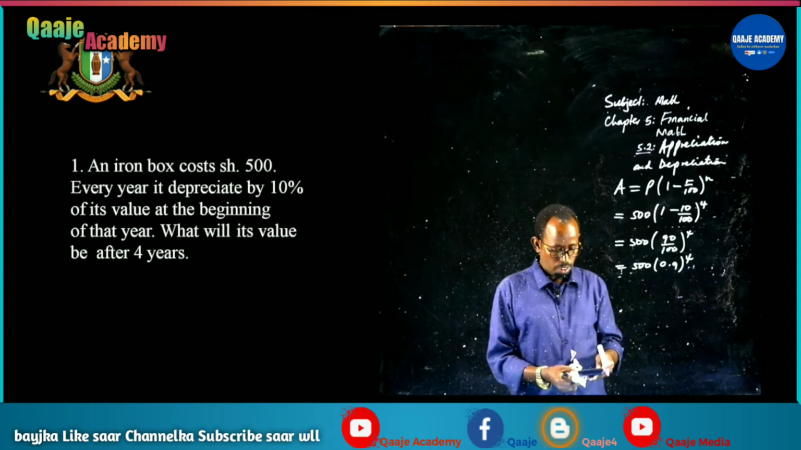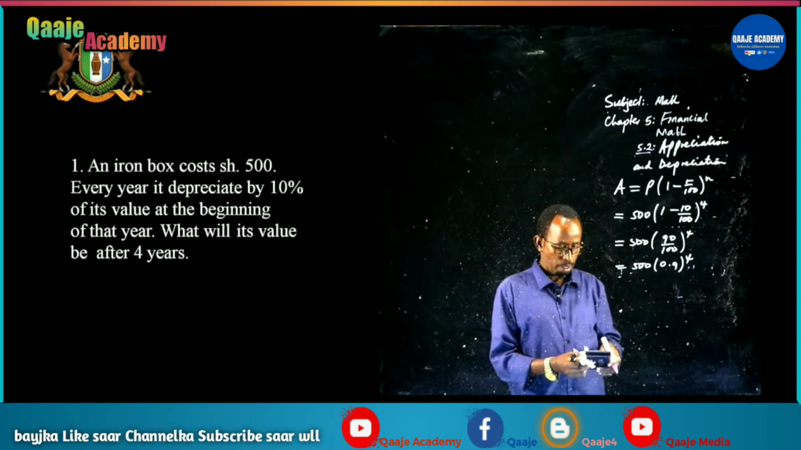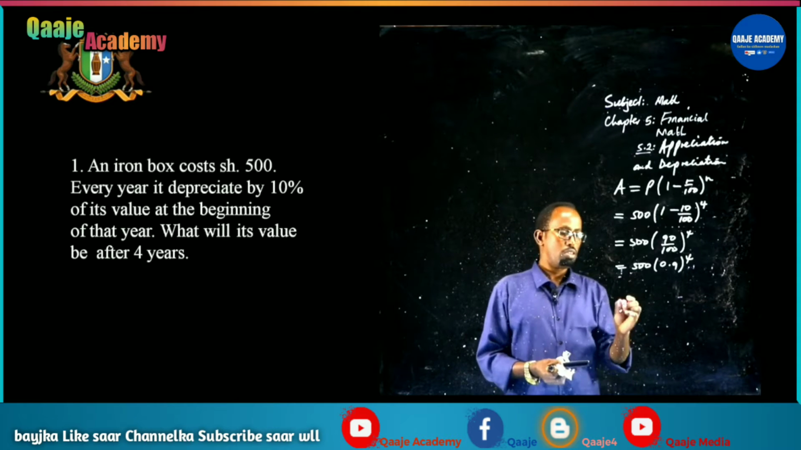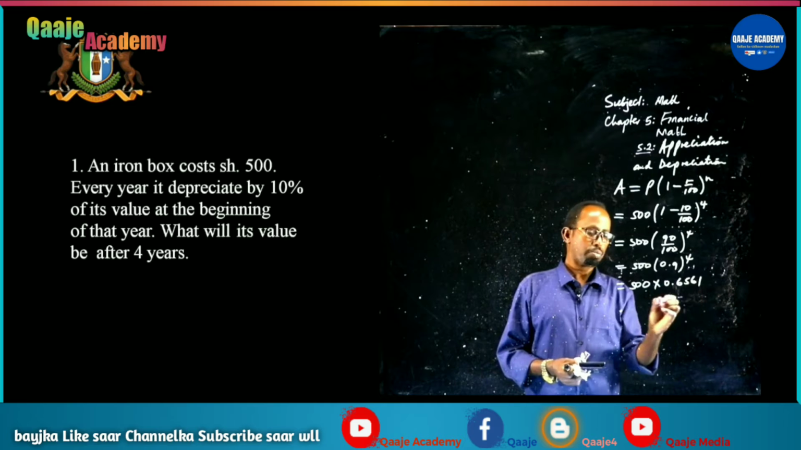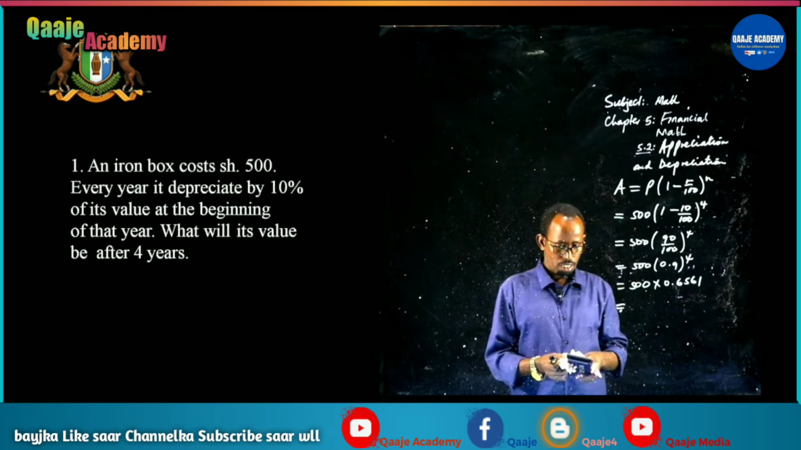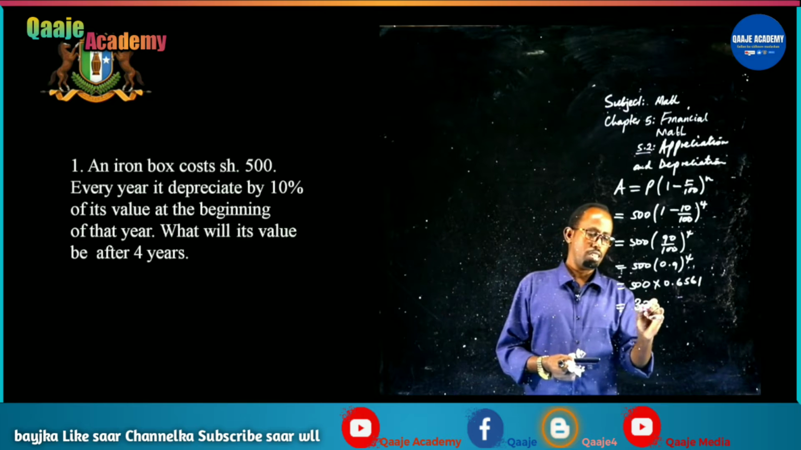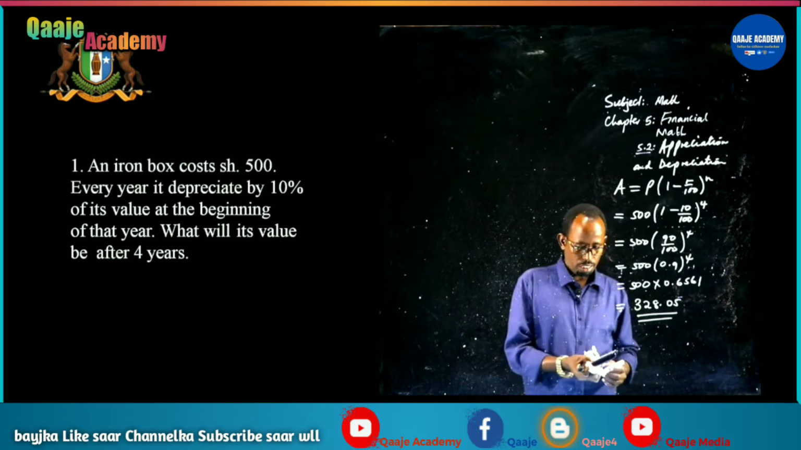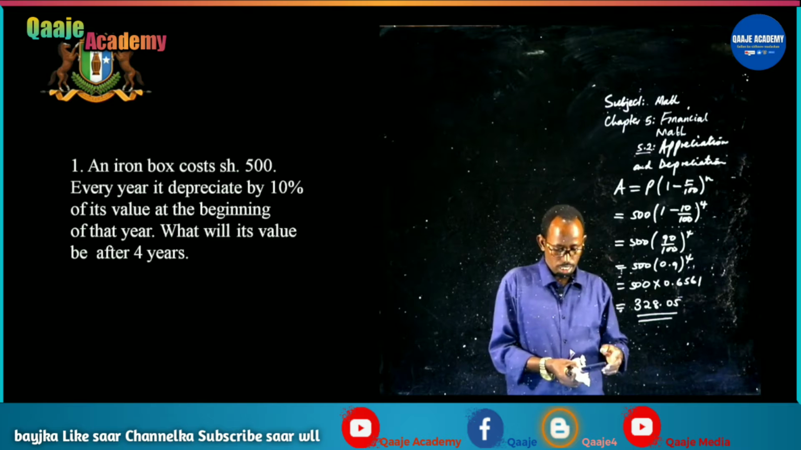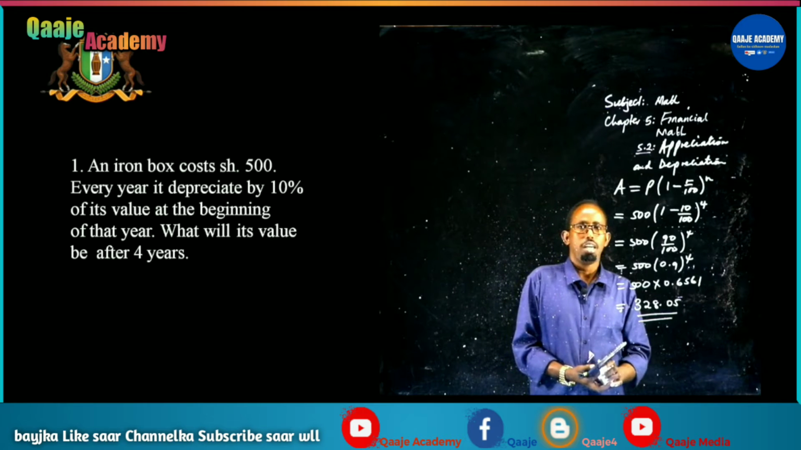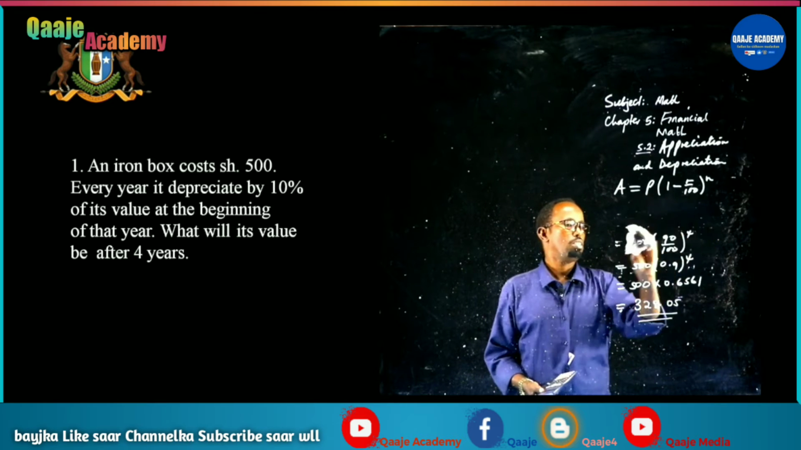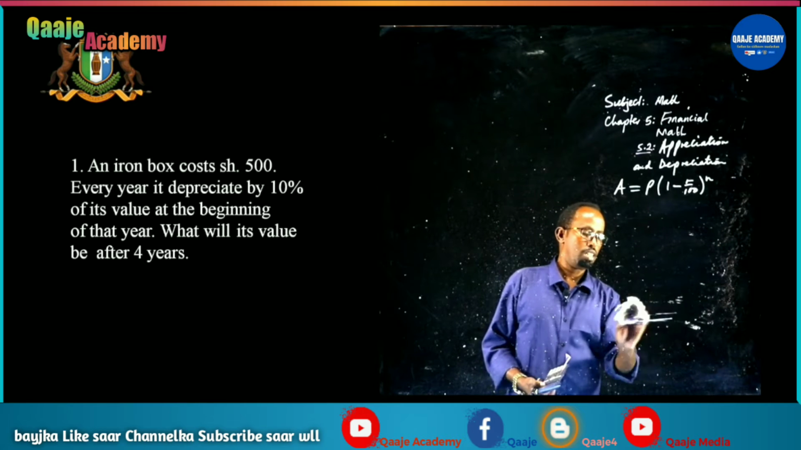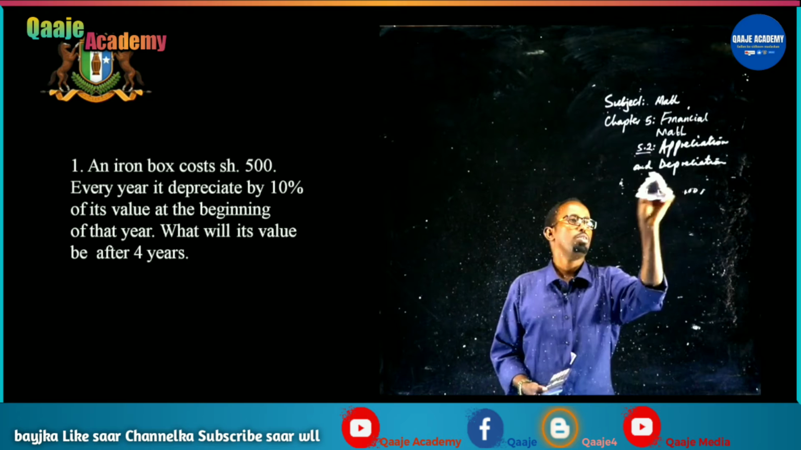So 0.9 power 4 will be equal to 0.6561. So you multiply this by 500, you get 328.05. So after 4 years, the price of that iron box will be 328.05. So that is the amount of the iron box after 4 years.